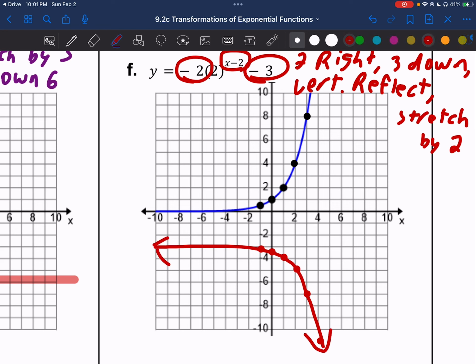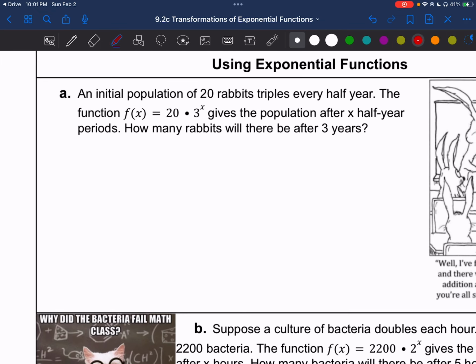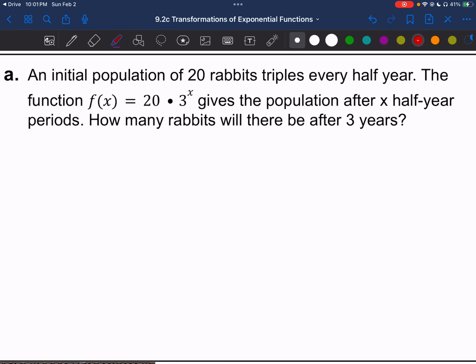And we see that our asymptote moved down 3 places. All right, if we flip to the back page, we are going to take a look at some exponential functions that we are going to use. And this is really just some real world applications of these types of functions.